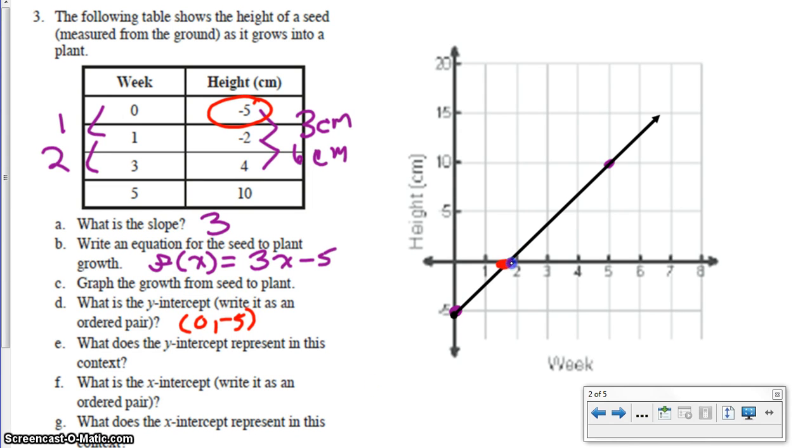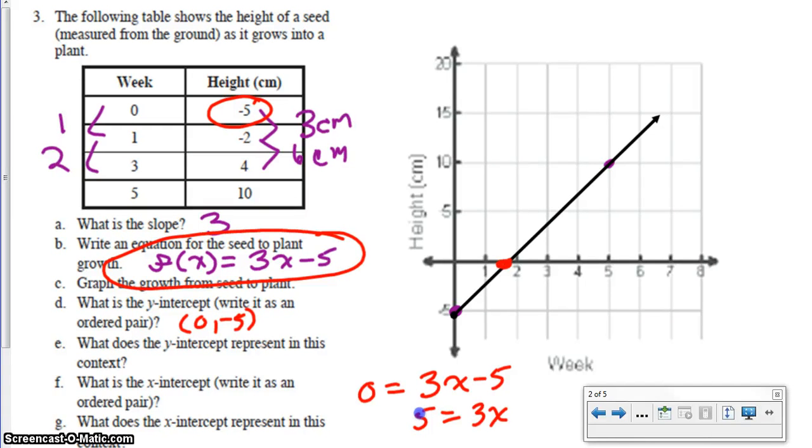But Mrs. Rose, I can't tell from your graph. That's why it's important to know this. We want to know when f of x is 0. So let's solve it, okay? 0 equals 3x minus 5. 5 equals 3x. So x is equal to 5/3. So right here, at approximately a week and 2/3 of a week, it will break the ground.